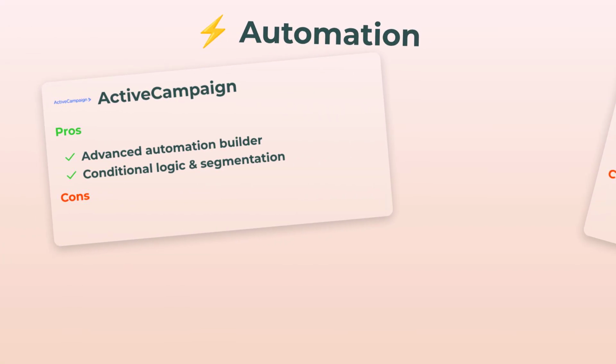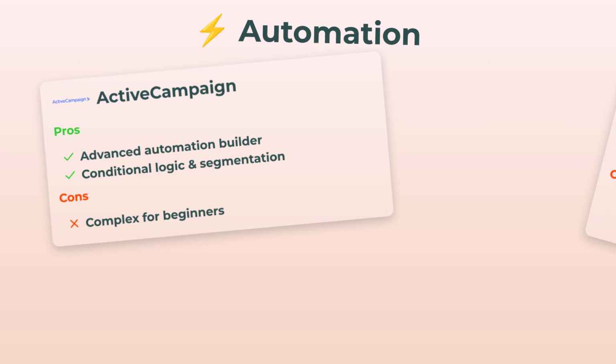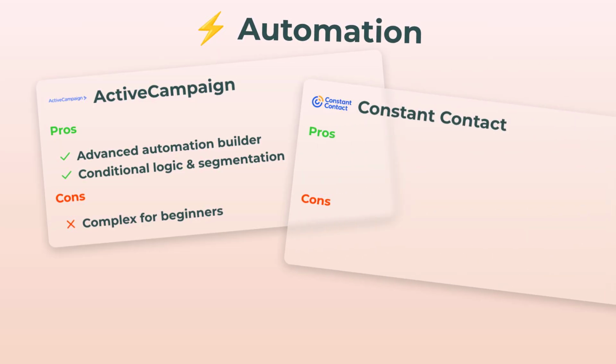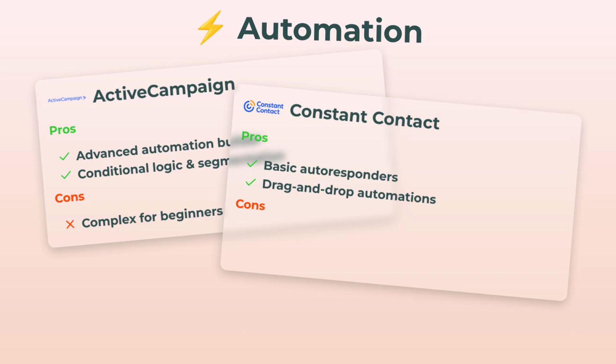Now, automation. And oh boy, this is where things start to get spicy. ActiveCampaign goes all in with automation. Like, you can build these wild conditional logic flows, segment people left and right, and get super nerdy with it if you want. Downside? Yeah, it looks intimidating if you're new.